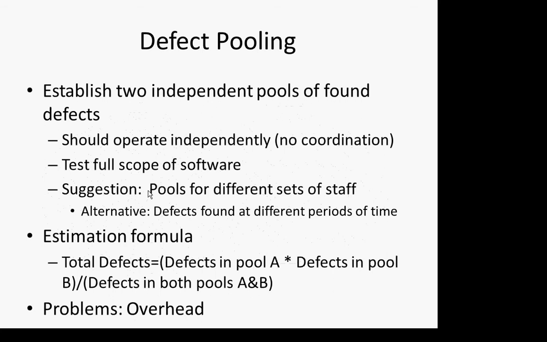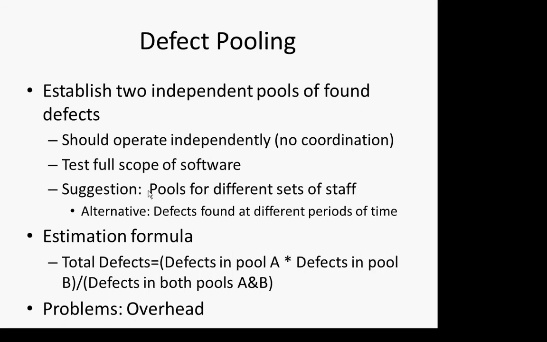So the idea here, folks, is to establish 2 independent pools of defects. These teams should be working independently. They shouldn't be sharing information about where to look in the program, what screens they're pounding on. They should operate independently and test the full scope of the software, right? Should be different people. You can do it with teams operating at different times, but then they may remember from the earlier time which areas were soft, so it's no longer independent.